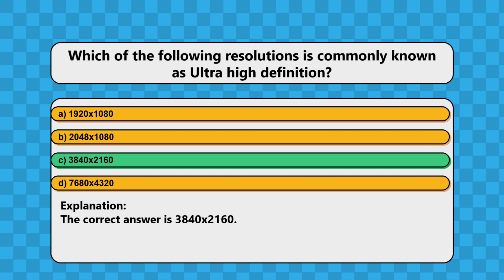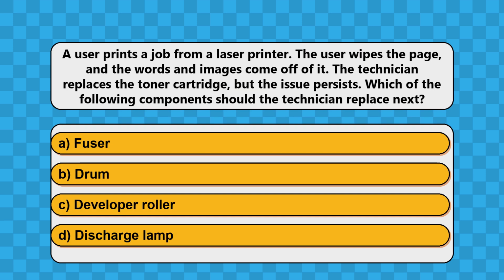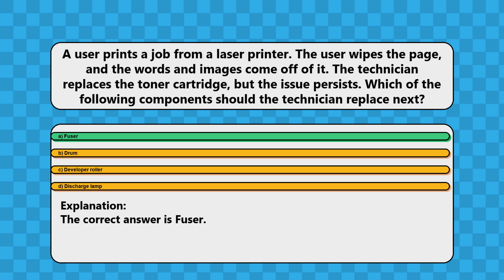3840x2160. Question 40. A user prints a job from a laser printer. The user wipes the page, and the words and images come off of it. The technician replaces the toner cartridge, but the issue persists. Which of the following components should the technician replace next? Option A. Fuser. Option B. Drum. Option C. Developer roller. Option D. Discharge lamp. The correct answer is option A. Fuser. The correct answer is fuser.